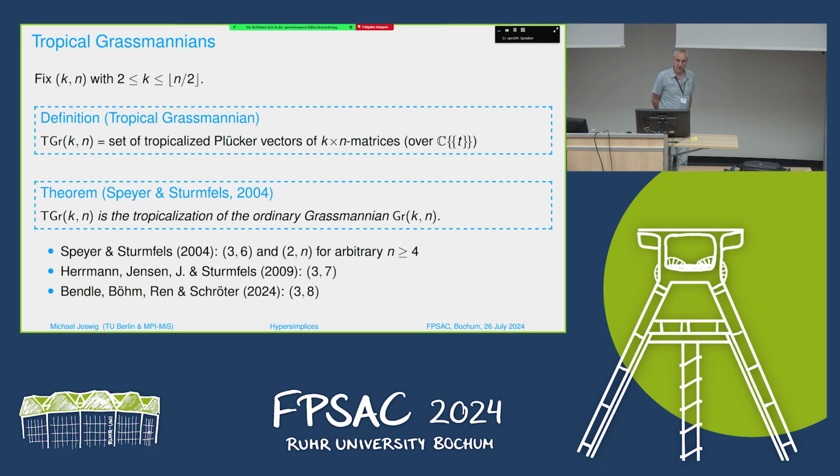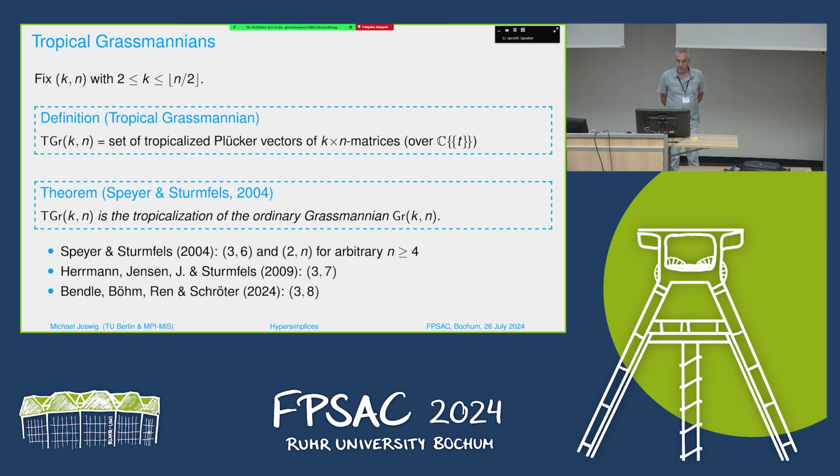So then there are just 2 more computational results known. These 3, 6 and these 2, n cases can be done by hand, but none of the other things can be done by hand. There's a joint paper with Sven Hermann, Anders Jensen, and Bernd Sturmfels from 2009, where we computed the tropical Grassmannian for 3, 7, and a few years later, this year, a team of researchers in computer algebra and tropical geometry was able to settle the next case, 3, 8, which was a massive computer algebra experiment.